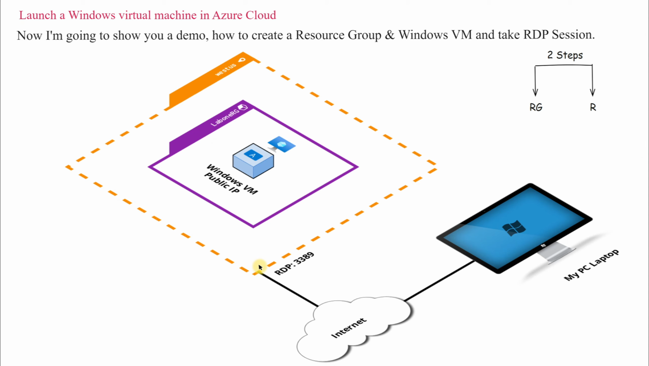Now I'm going to show you a demo of how to create a resource group and a VM and take the RDP session of that. This is the resource group we are going to create, with the name Lab1. In a region, I'm going to install a Windows VM with a public IP address. After that, from my laptop, I'm going to connect by RDP to this VM, which is installed on Azure. For this, we need to follow two steps. First, we need to create a resource group, then we need to create a resource.